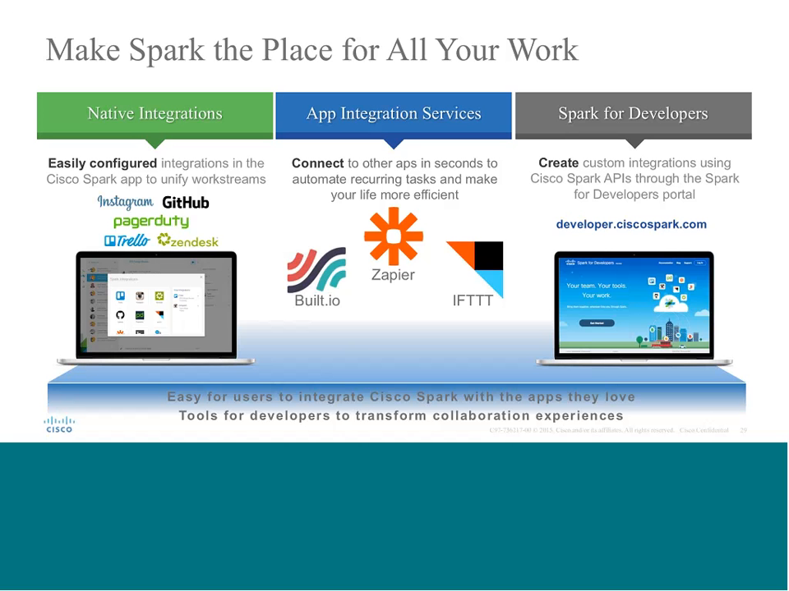Taking that a step further with app integration services like Built.io, Zapier, and IFTTT, you can create your own custom integrations. For example, I have an IFTTT integration called If This Then That, with a weather service, so that every day at 8 a.m. I get a Spark message telling me the weather for my home. It tells me the weather forecast for the day, including the pollen count. So every morning at 8 a.m. I get a message with the weather for the day.